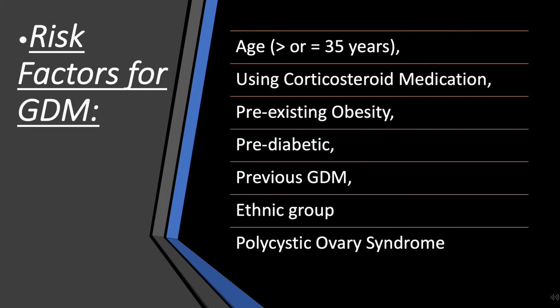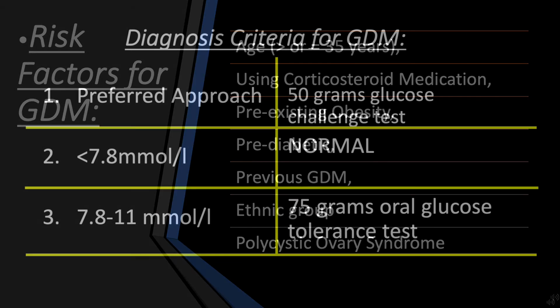Risk factors for gestational diabetes mellitus: age more than or equal to 35 years, using corticosteroid medication, pre-existing obesity, pre-diabetic, previous GDM, ethnic group, polycystic ovary syndrome.